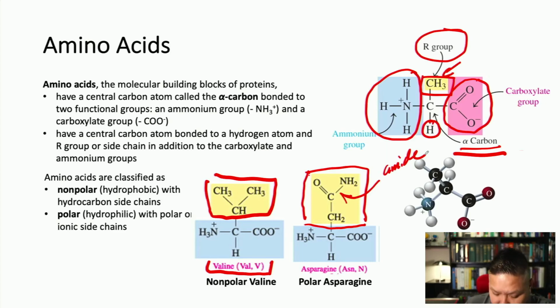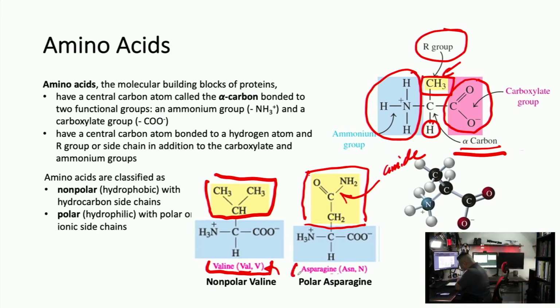Valine, and every other amino acid, has a 3-letter designation. For valine, it's Val, V-A-L. It also has a one-letter designation, which is V for valine. We wish that they were all just the first letter of the amino acid's name, but it's not. So here we have asparagine. Its 3-letter designation is ASN, and its 1-letter designation is N, right? Not A.